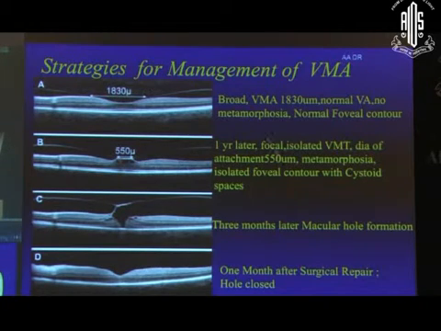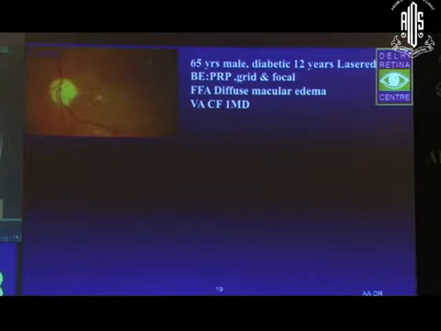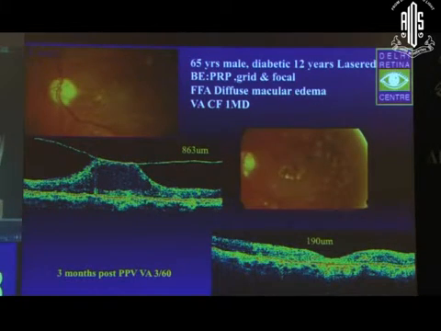Now, this is the way a macular hole would form. Initially, you can have a broad attachment, leads to a focal attachment, and if you don't intervene here, what happens next? 3 months later, a macular hole forms. Then you have to do a surgical repair and it gets closed. So either we can intervene here when we have a focal attachment, or we have to intervene when a macular hole forms. This is the situation, as I said, a broad base attachment converting to a focal attachment is an indication for surgical intervention. These are some of the examples of intervention, how they responded.